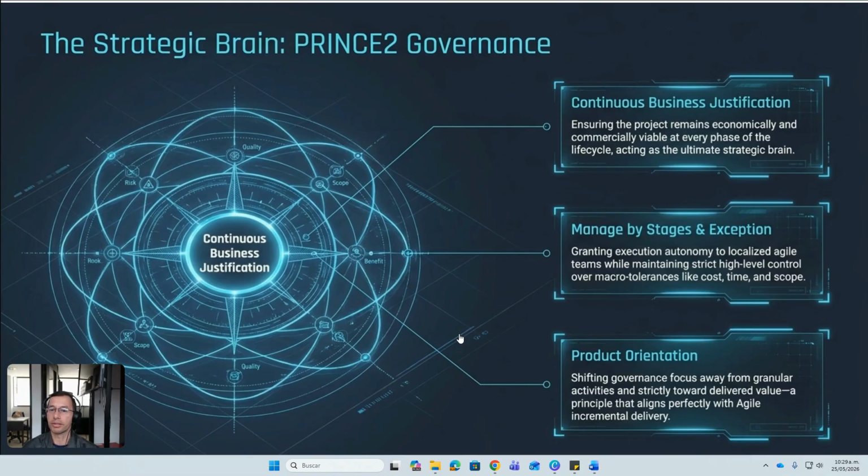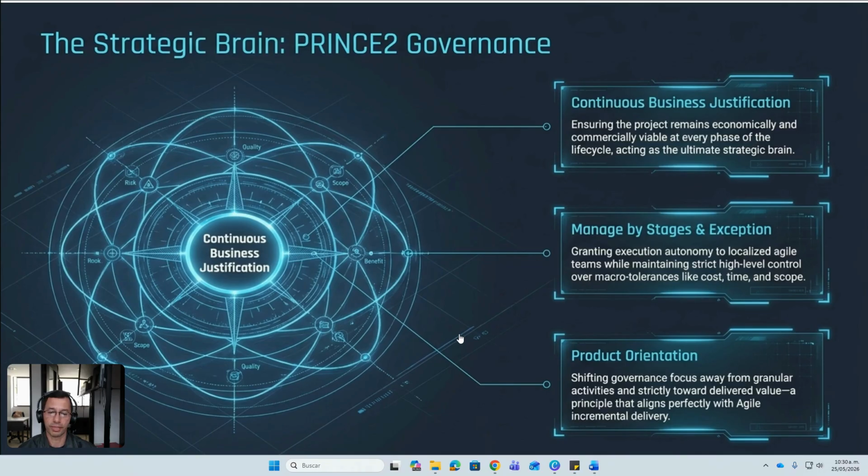The strategy branch in governance is a model of continuous business justification. It is not only used to start a project. We ensure the economic value at the very early stage. It allows us to see if it makes business sense to bring it forward, and number two, the management must be strong.